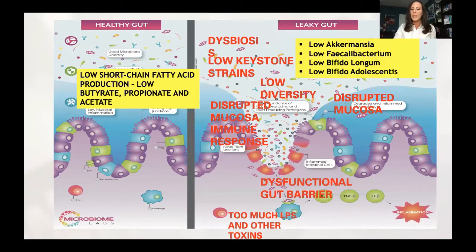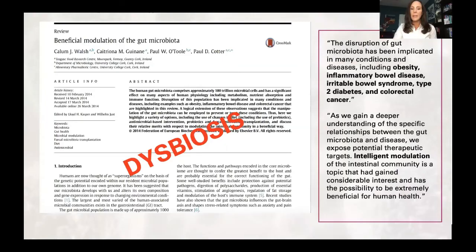Disrupted mucosal immune response, so weakened tight junctions and a dysfunctional gut barrier. Too much LPS and other toxins then stimulate the cytokine response, creating a cytokine storm and leading to the diseases we talked about that are also high risk for coronavirus, which is heart disease, things like cancer or diabetes or any of these inflammatory conditions, obesity, etc. So just a few studies linked to disruption of gut microbiota, linked to obesity, inflammatory bowel disease, diabetes, etc. So dysbiosis is clearly linked to these diseases.